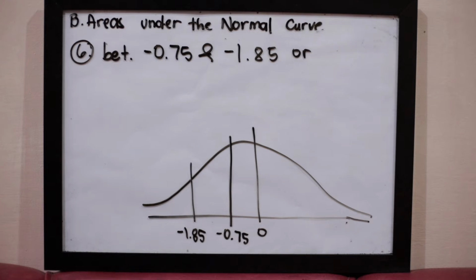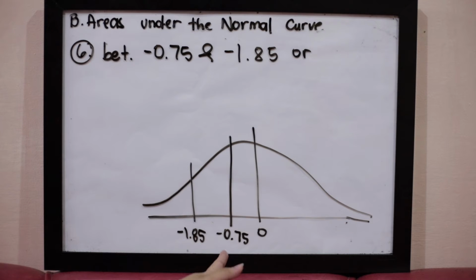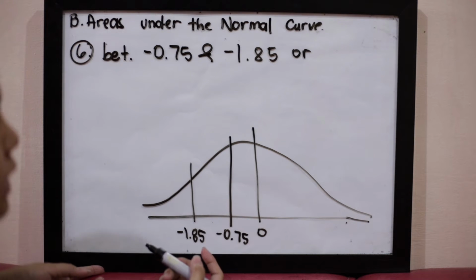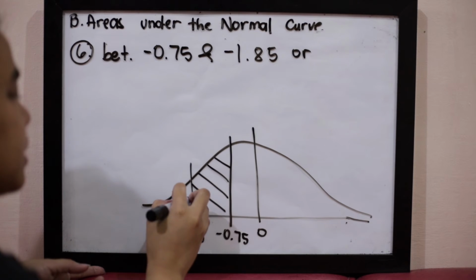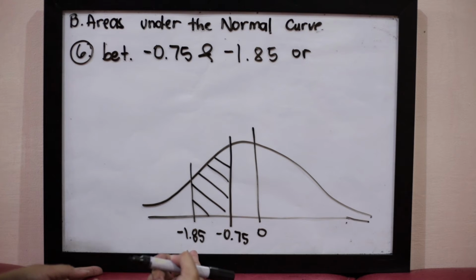These are just approximate plots. As long as your numbers are in the correct places, since our negative 0.75 is much closer to 0 than negative 1.85, it's correct. Then next, we identify the shaded region for this one. Since it states that we have to shade the numbers between 0.75 and negative 1.85, it's safe to say that this is our shaded region.